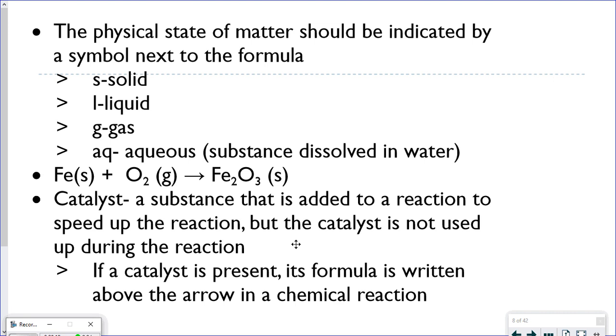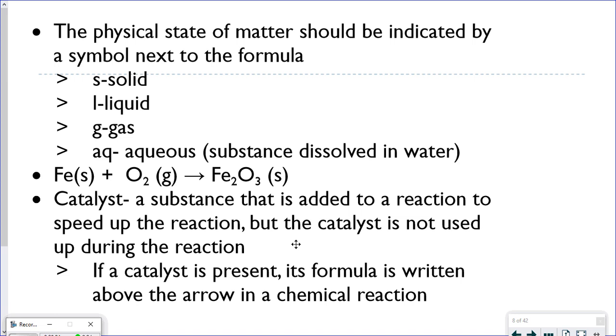And if there's a catalyst, so catalysts are added to reactions to speed up the reaction, but they're not actually used up. They don't participate in the reaction. They just speed it along. So these are written as a symbol above the yield arrow, and they're there at the beginning of the reaction and the end without being used up.